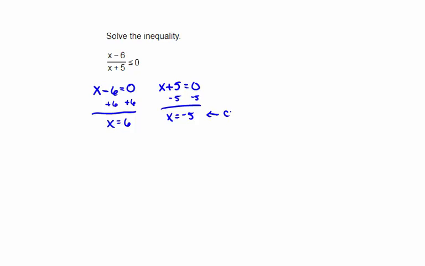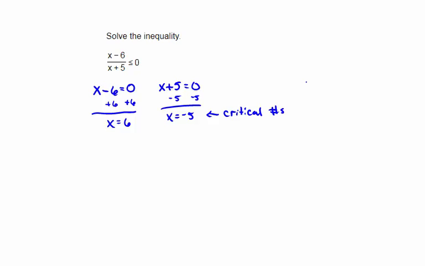So I'm going to start by taking the numerator of the fraction, which is x minus 6, and set it equal to 0. And then I'm going to take the denominator of the fraction, which is x plus 5, and set it equal to 0. And so I'm going to solve each of these for x. So on the first one, we have x is equal to 6. And on the second one, we'll have x is equal to negative 5. Now, these two numbers are referred to as critical numbers. These are the values where we might see a sign change from positive to negative or negative to positive.